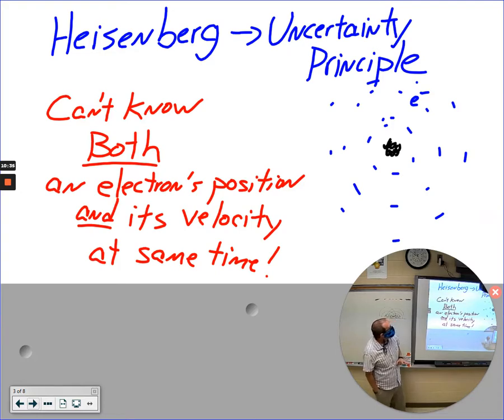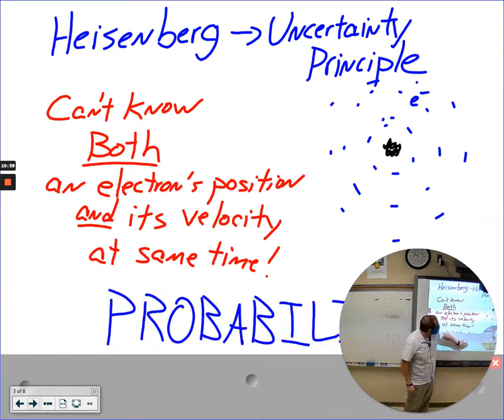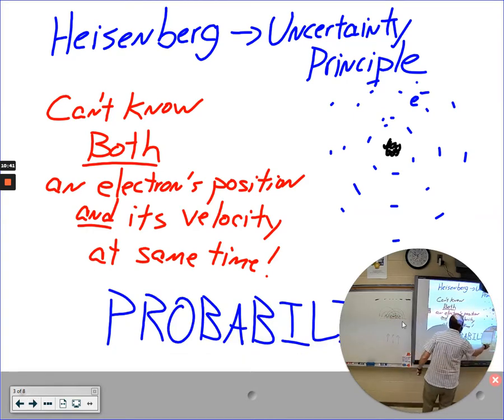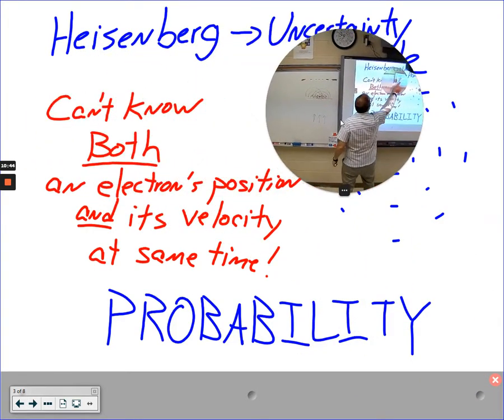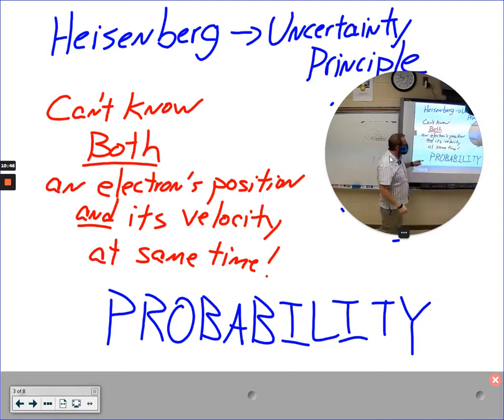But anyway, because we can't know exactly where it is and exactly where it's going, what we deal with is probability. Not certainty. We deal with probability. We can say, okay, an electron could be anywhere. But based on things we know about it, we can predict where it's most likely going to be found at any given time.